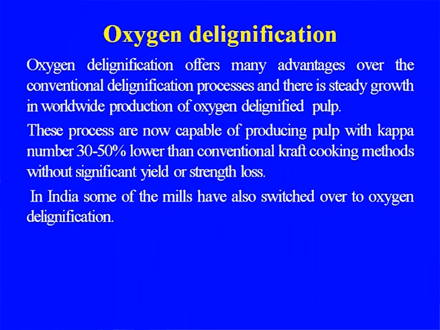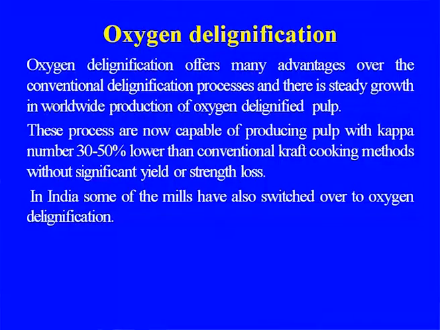So, as I told you, oxygen delignification offers advantages over the conventional delignification process, and there is a steady growth in the worldwide production of oxygen delignified pulp. In India also we have started using it in many of the mills, but still many of the mills are not using oxygen bleaching. Sometimes bleaching and delignification are the same thing, because in bleaching also we are removing the lignin; both the words, oxygen delignification or oxygen bleaching, we are using.